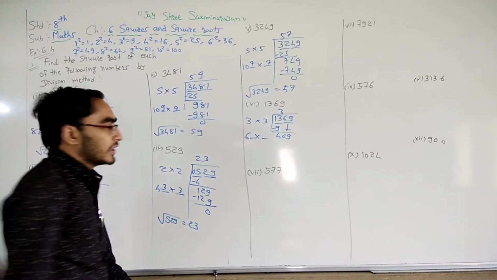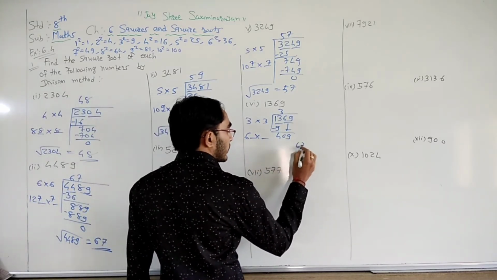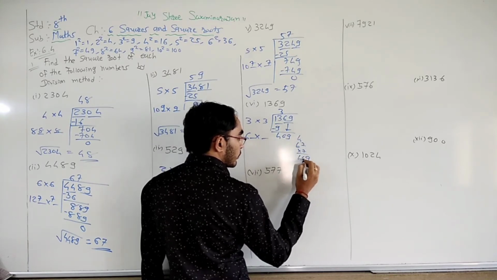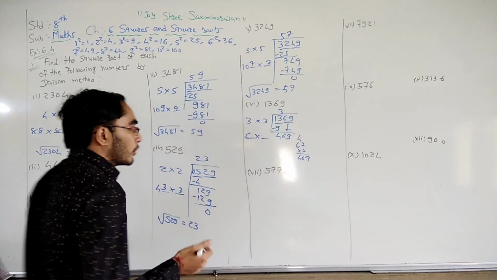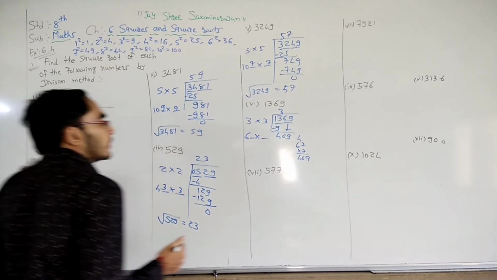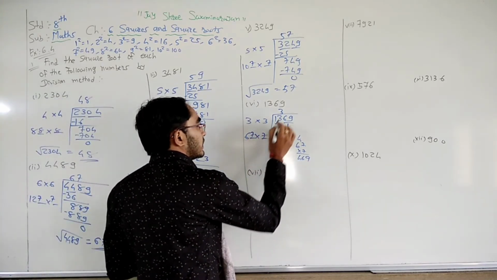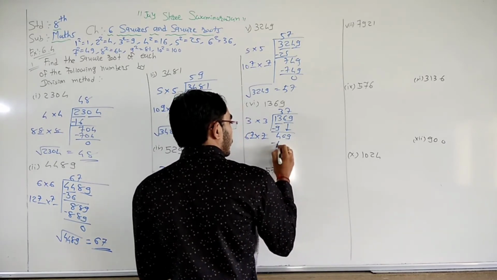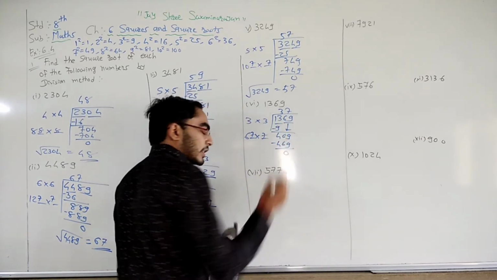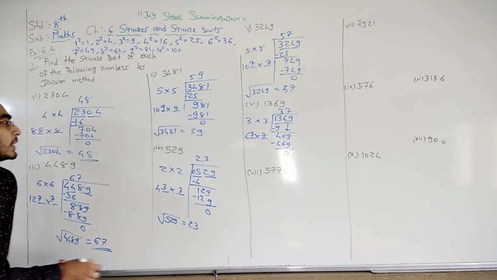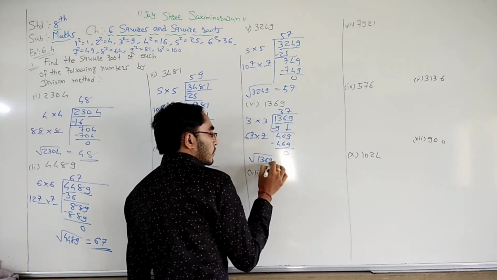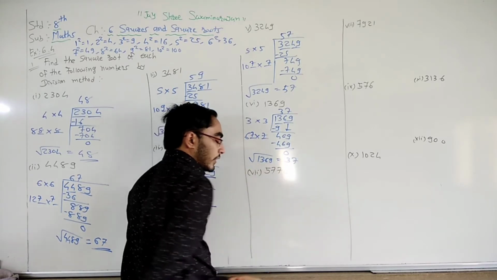Now try out the digit 7. 67 into 7. 7 7s are 49, 7 6s are 42 plus 4, 46. So yes, we get the 469. Right? So 7 7s. So 469 we need to subtract here. So the remainder is 0. So our answer is 37. Okay, the square root of 1369 is 37.